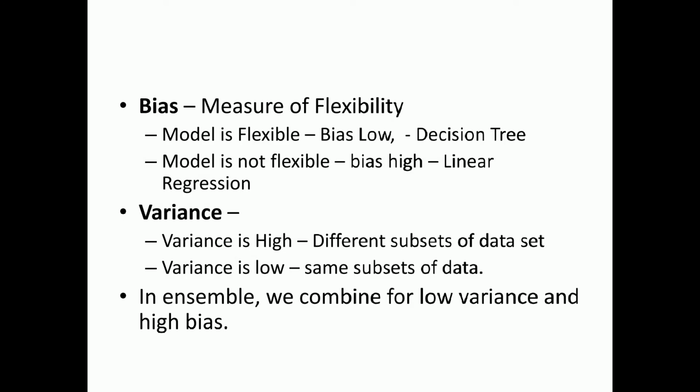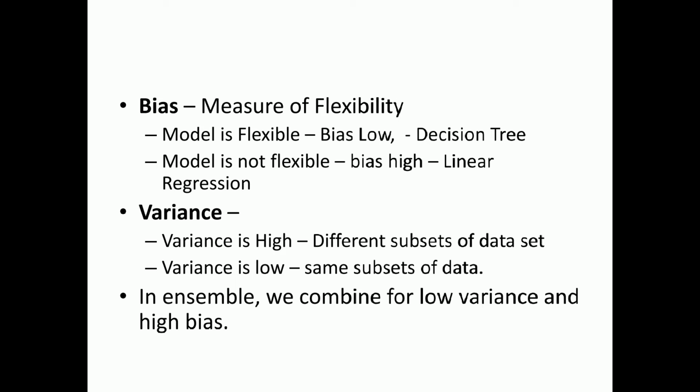Now let us compare this with bias and variance. Bias is the measure of flexibility. If the model is flexible, then bias is low, for example a decision tree. And if the model is not flexible, then the bias is very high, for example linear regression, as we have seen in past lectures. Variance is high when you have different subsets of the data set, and variance is low for the same set of data. And in ensembles, basically we combine for low variance and high bias.